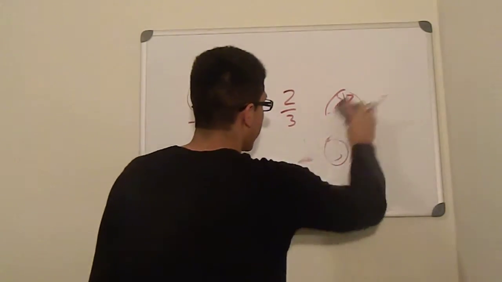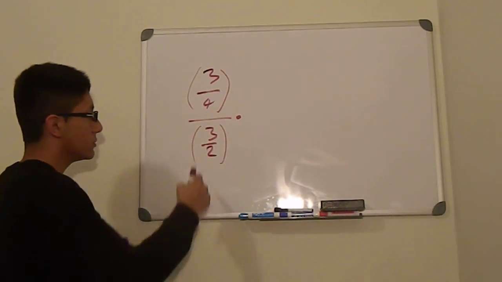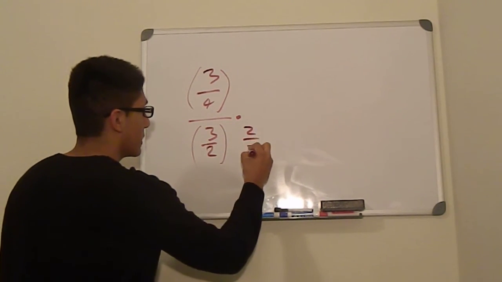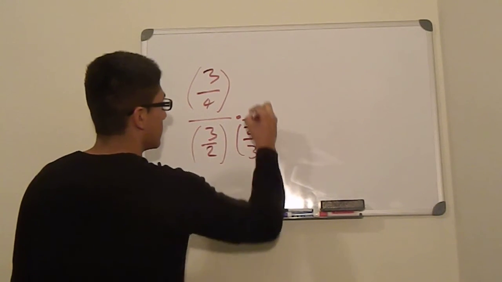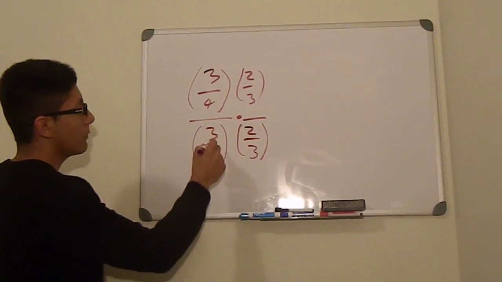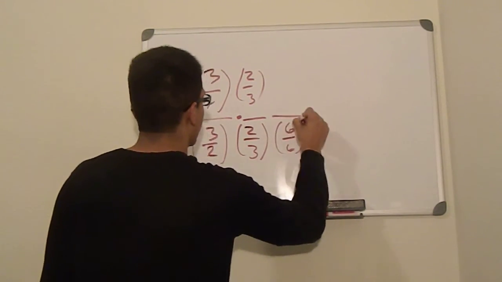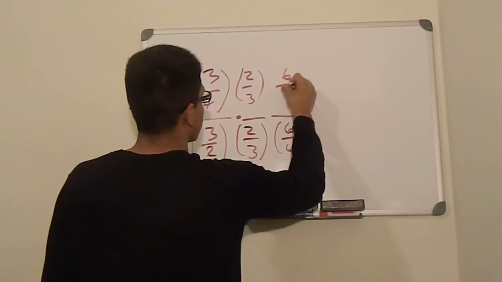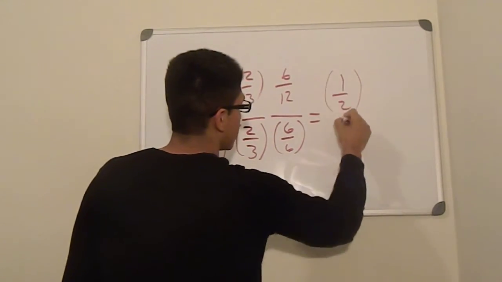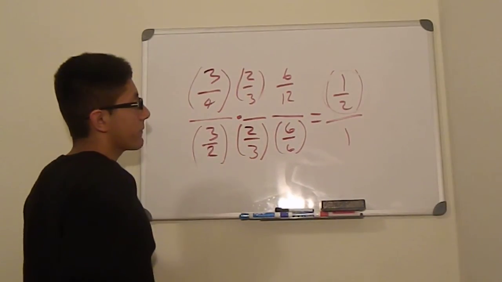Alright? Now, using that logic and coming back to this fraction here, to get this to be a 1, we multiply by 2 over 3 over 2 over 3. So that now when we multiply across, we get 6 over 6 over 6 over 12, which will simplify to 1/2 over 1, which then will just be the 1/2.